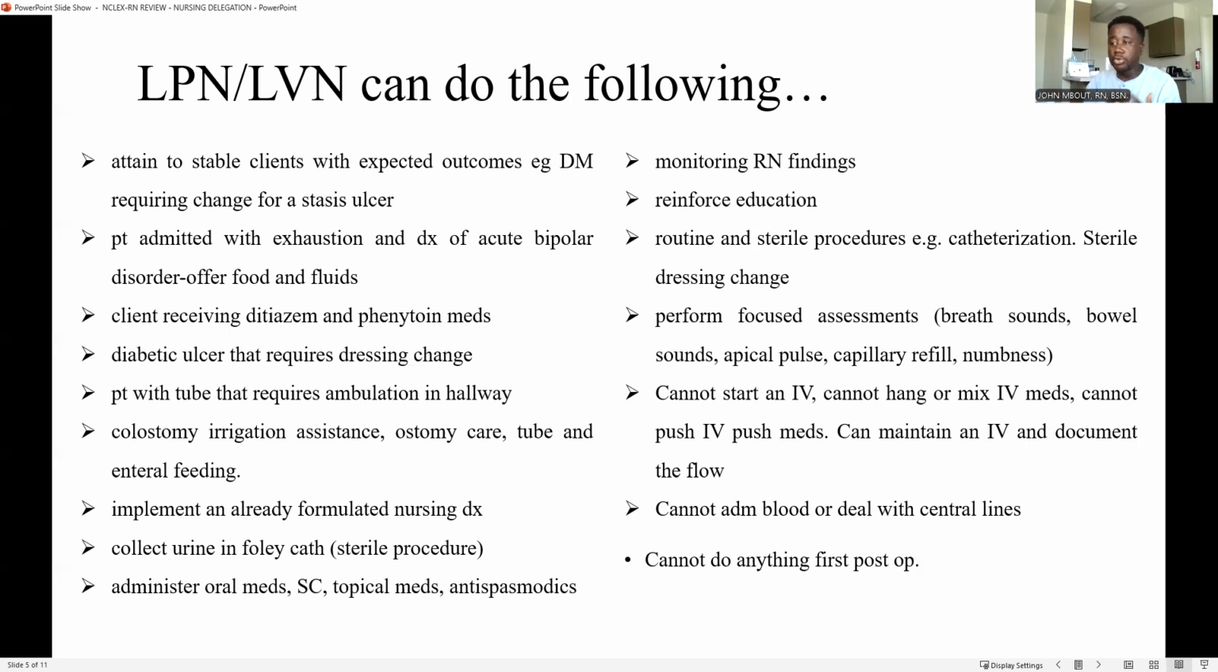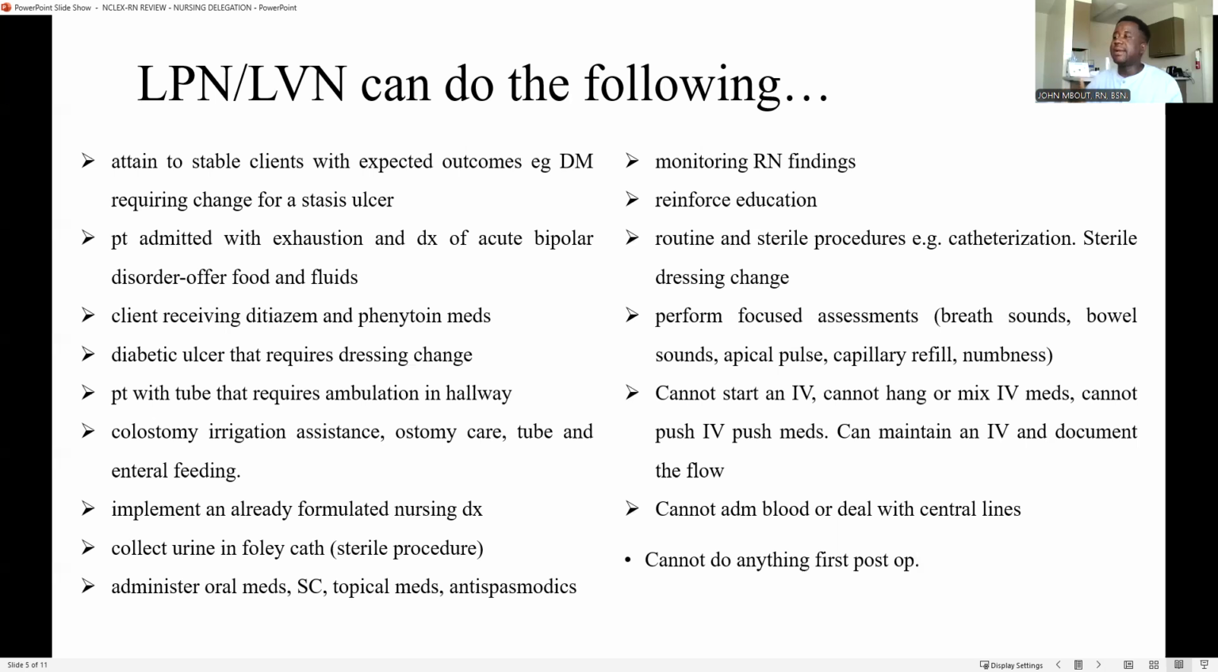They can administer oral medication, sub-Q, topical meds, antispasmodics. Monitor RN findings, reinforce education. They cannot initiate education. They cannot start education. They can perform a focused assessment. Take care of this word, focused assessment. Breath sounds, bowel sounds, they can use the stethoscope to do that. Yes, you might be questioning that, but this is under the scope of practice. They are trained to do that. Capillary refill, numbness, they can do. We call it focused assessment.